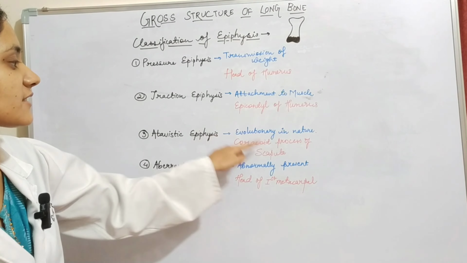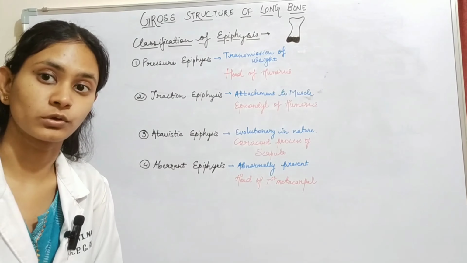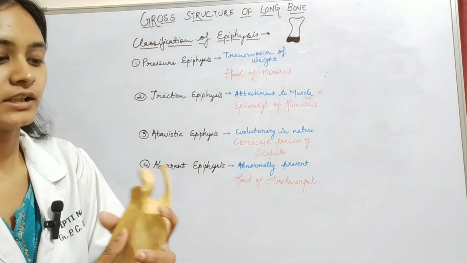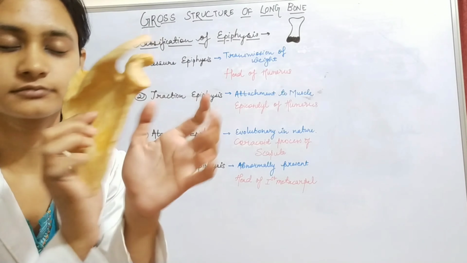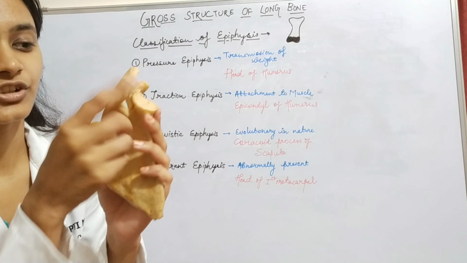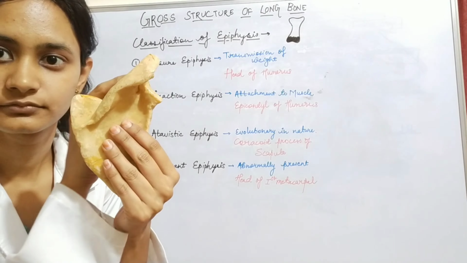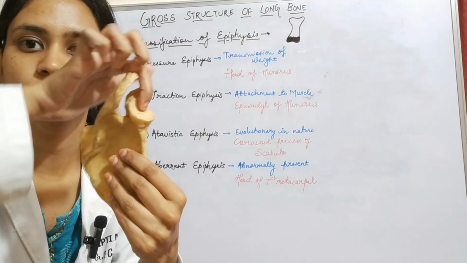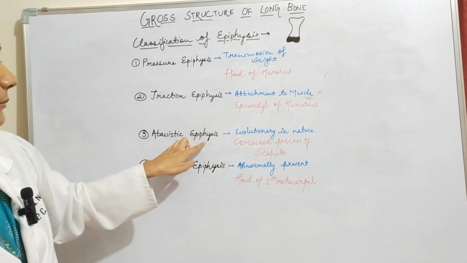Also atavistic epiphysis, it is evolutionary in nature. That means if we look at our ancestors, it was a completely different bone. Now it is being joined into another bone. For example, coracoid process of scapula. Here this is a scapula, this is the posterior region of scapula, and this is the anterior region of scapula. If you see in the region of scapula, this is your coracoid process and it is attached to scapula, but in our ancestors it was a completely different bone. So this is known as atavistic epiphysis.